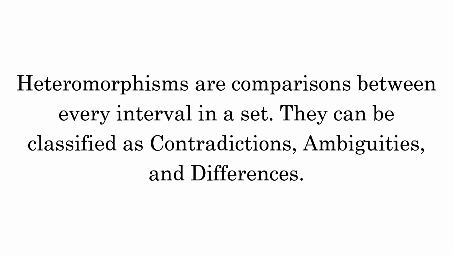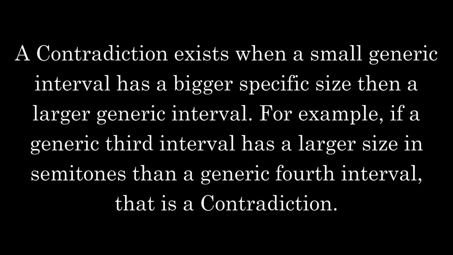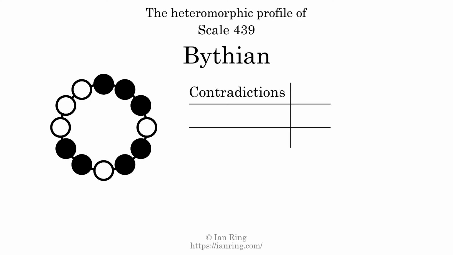Heteromorphisms are comparisons between every interval in a set. They can be classified as contradictions, ambiguities, and differences. A contradiction exists when a small generic interval has a bigger specific size than a larger generic interval. For example, if a generic third interval has a larger size in semitones than a generic fourth interval, that is a contradiction. The number of contradictions in this scale is 27.